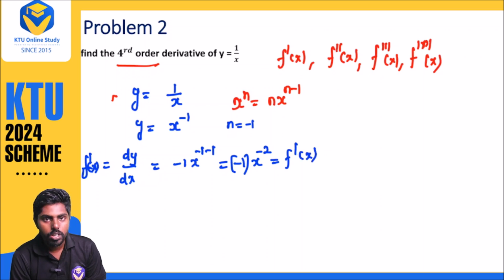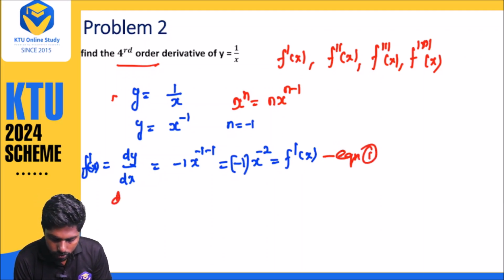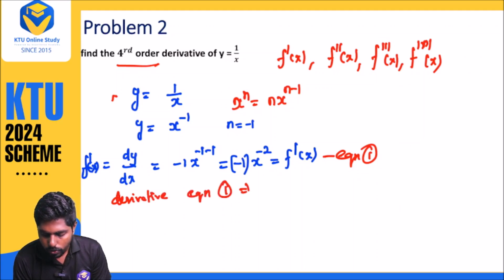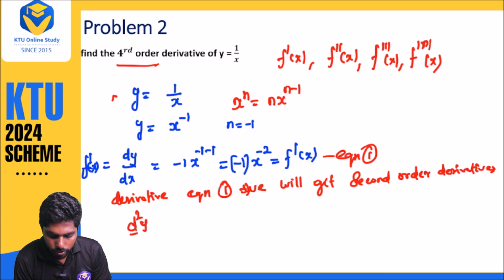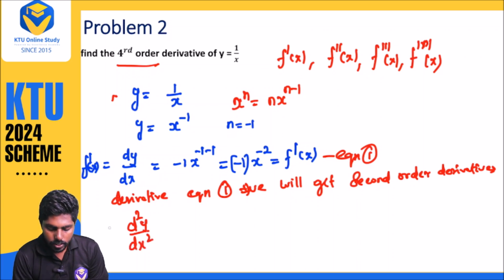So here they are asking for the fourth order derivative. Fourth order derivative means you want to differentiate this term. Differentiating equation 1, we will be getting the second order derivative, that is d square y by dx square, which is nothing but f double dash of x.